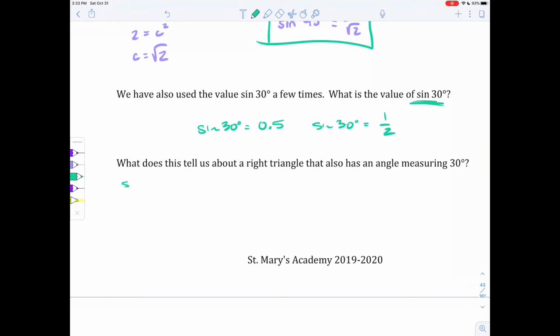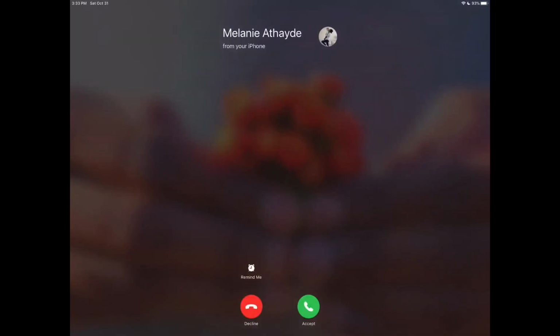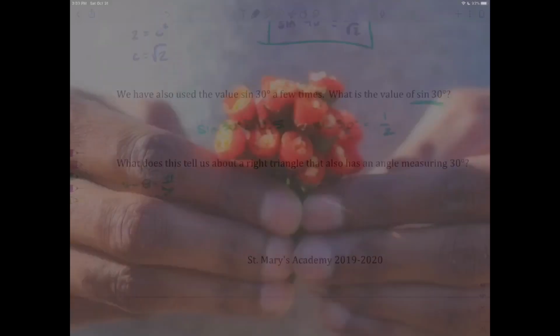Well, if we know that sine of an angle is opposite over hypotenuse, we can then say, sorry sis, math is way more important.